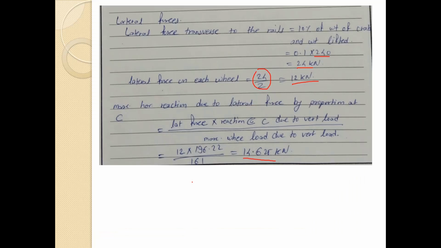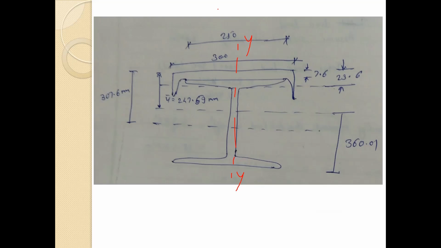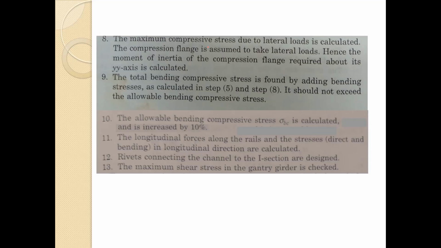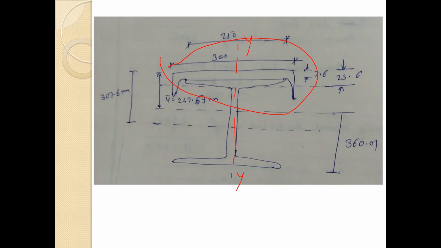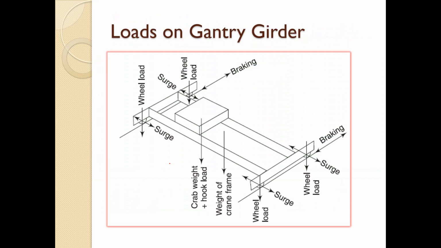Now please take care that here we are taking only the moment of inertia of this compression side, because in the procedure it has been written that the maximum compressive stress due to lateral load is calculated in the compression flange. So this is the compression flange. The compression flange is assumed to take the lateral loads, and hence the moment of inertia of the compression flange is required about its y-axis.